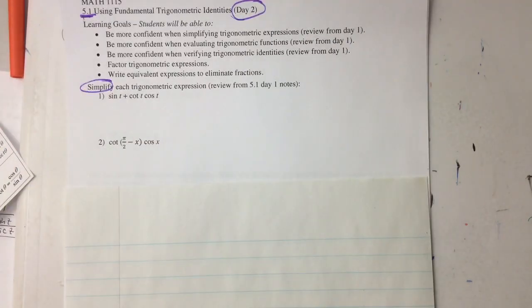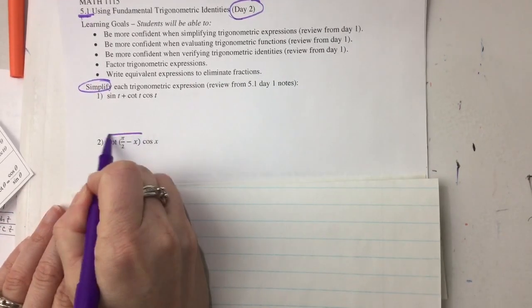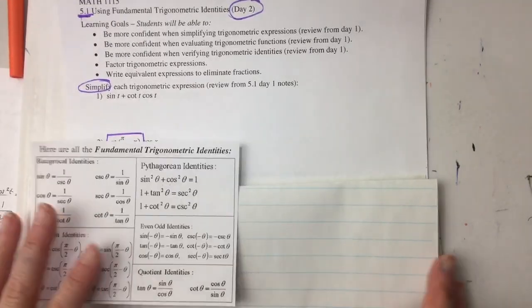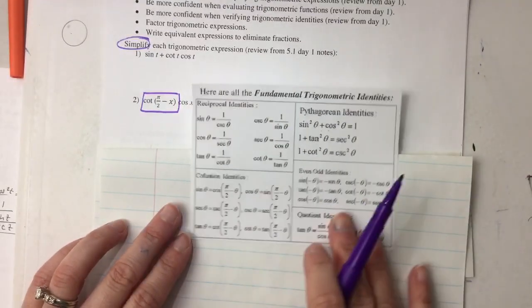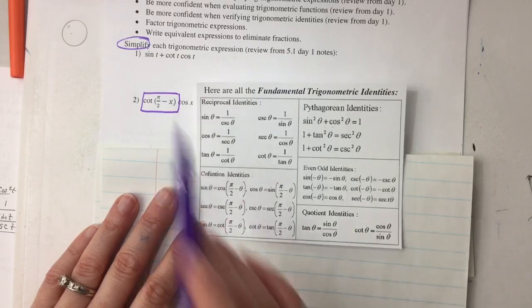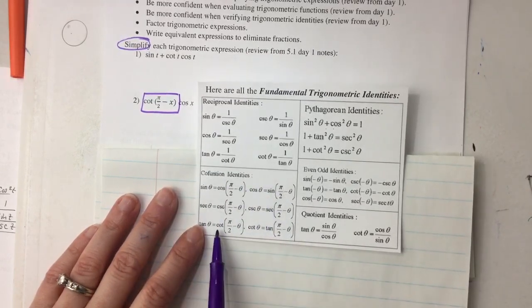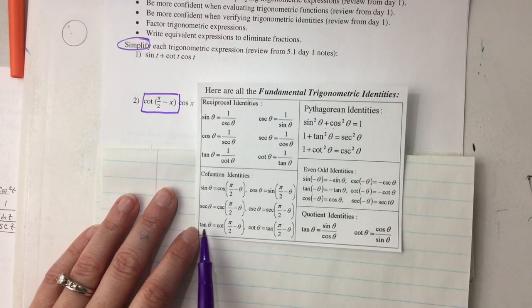All right, number 2. Now, number 2, we are going to see a cofunction. This right here, when you see pi divided by 2 minus x, that's a cofunction. So we're going to go ahead and look at that area in our table. I have a cotangent of pi divided by 2 minus x. So if I look for that in my little table, cotangent of pi divided by 2 minus theta, this is the same thing as a tangent of theta.